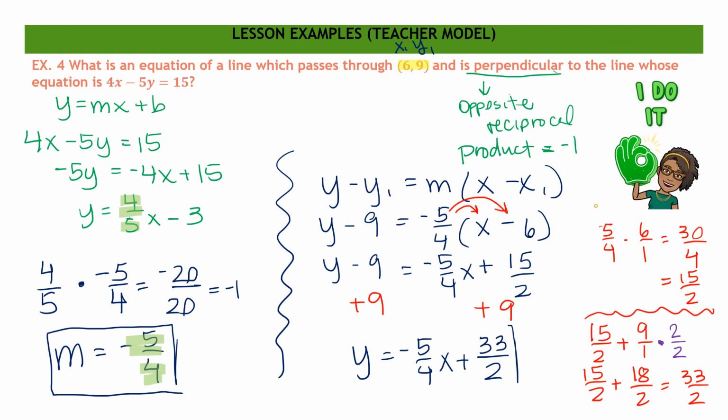So now I have my equation. I know that y equals -5/4 x plus 33/2 is in fact the line that's perpendicular to the original equation 4x minus 5y equals 15, because we have here the slope as the opposite reciprocal of the slope we originally had, and the product of both of those slopes is in fact -1.